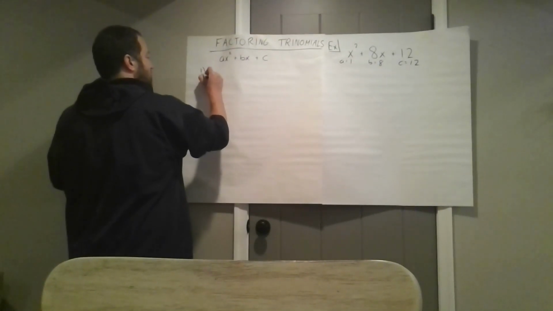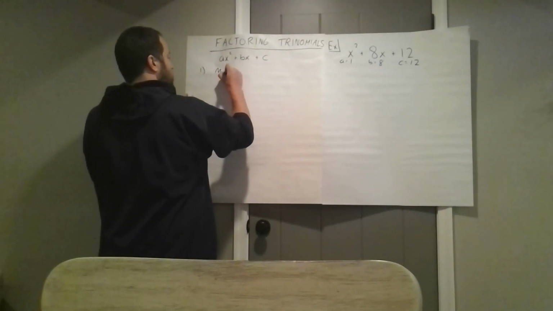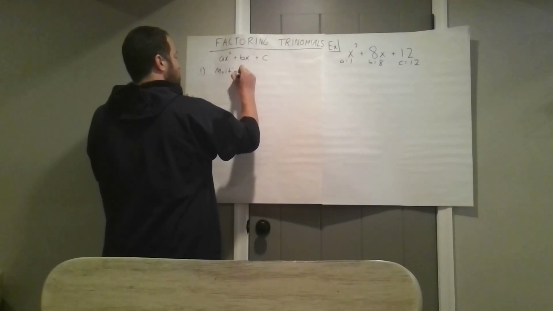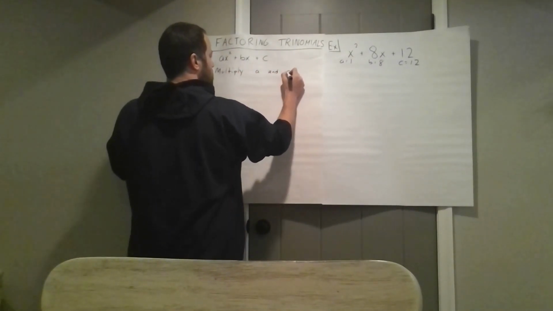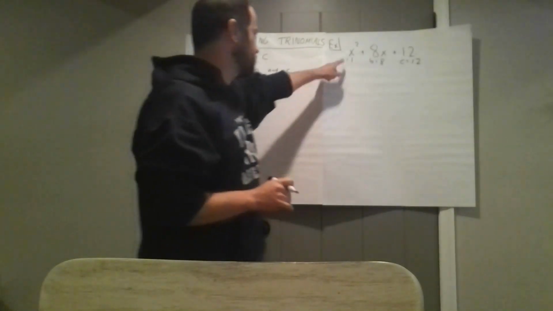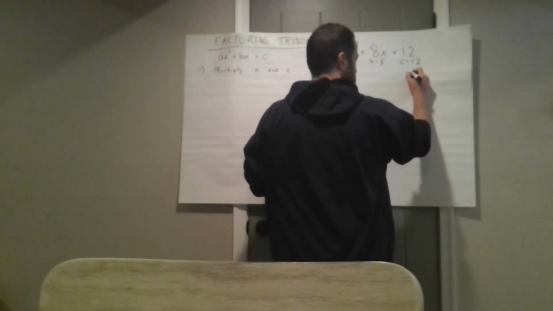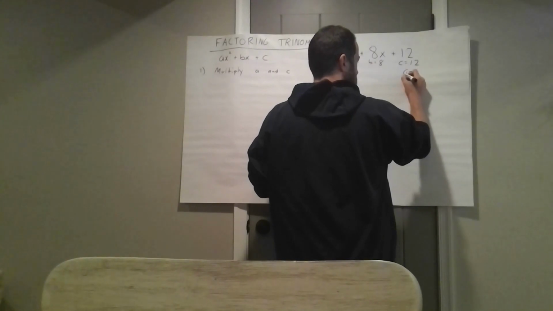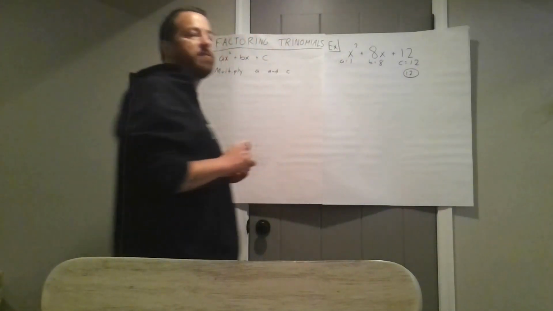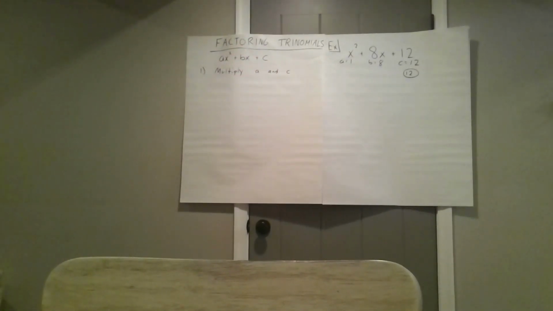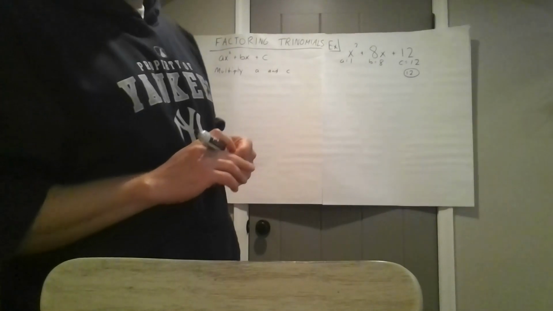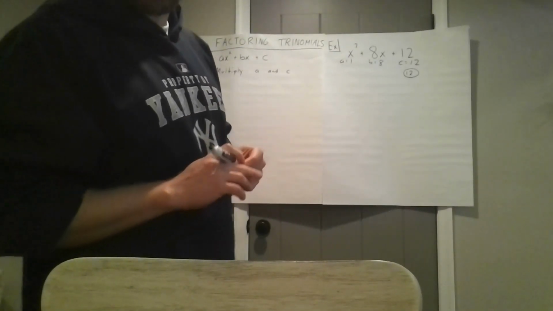So my first step is I'm going to multiply A and C. So that's just 1 times 12. And I like to put that in a little circle there. All right, so we have our product. Remember, product is multiplication. And that's going to be 12.